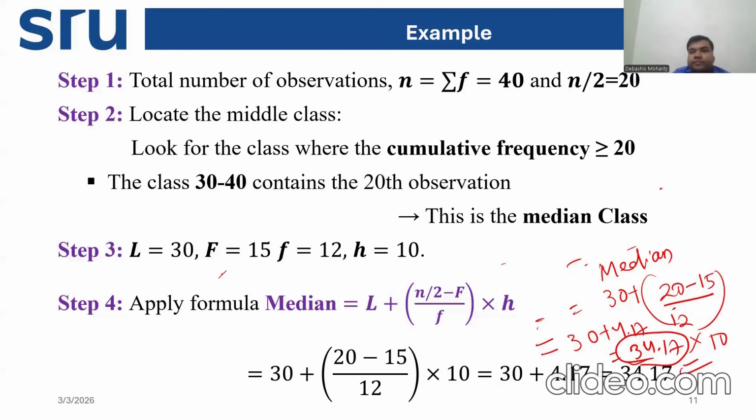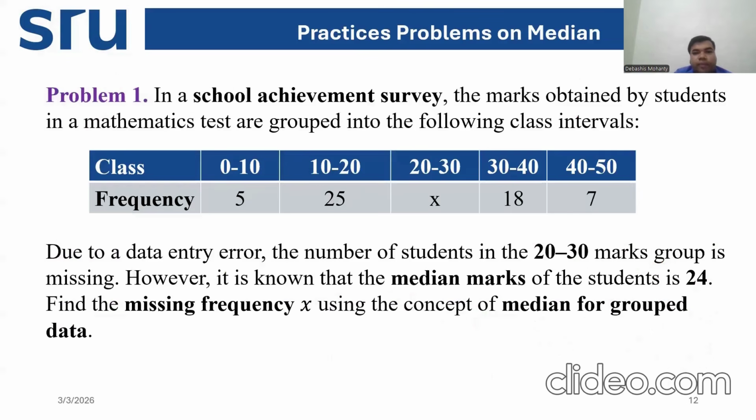Okay, students, everybody understood? Okay, coming to the next problem. Try to understand the question. In a school achievement survey, the marks obtained by students in a mathematics test are grouped into the following class intervals: 0 to 10, 10 to 20, 20 to 30, 30 to 40, and 40 to 50. The frequencies are 5 for the first, 25 for the second, the third is not given, the fourth is 18, and the fifth is 7. So you need to calculate the missing frequency.